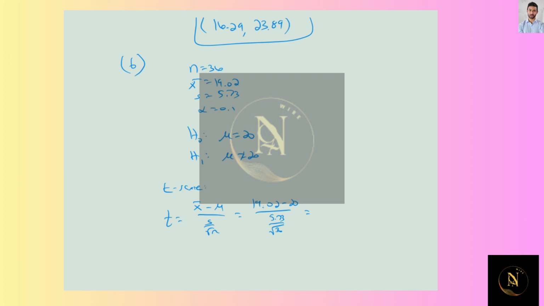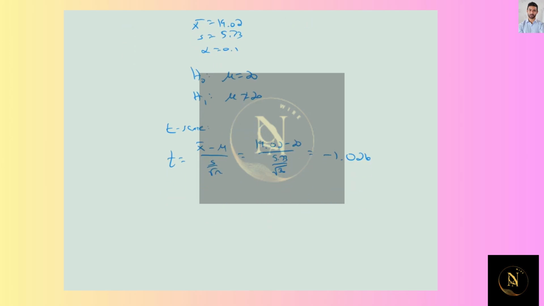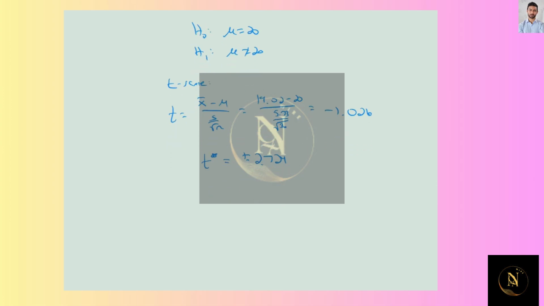And that is negative 1.026. And I'm going to compare it to the critical t. So the critical t with 35 degrees of freedom, that's 1 less, at the significance of 0.01. The critical t values are positive and negative 2.724, and our test statistic is not as extreme, so we would fail to reject the null hypothesis. There's not enough evidence.